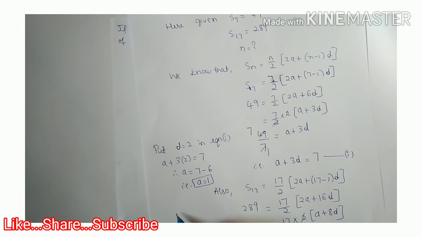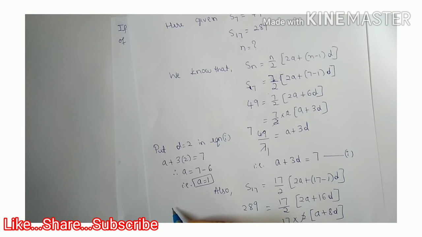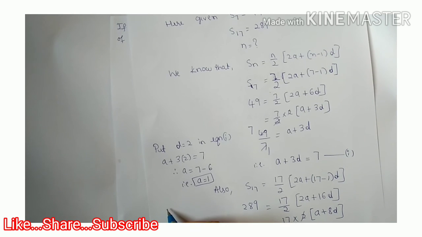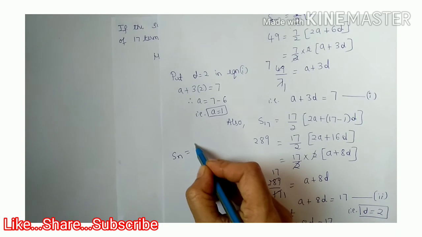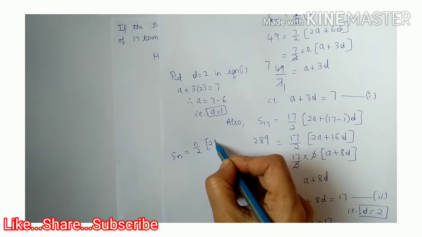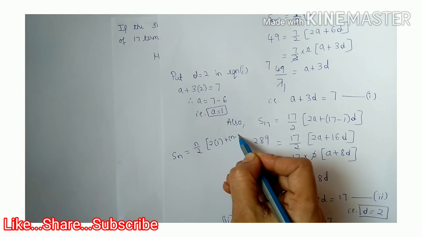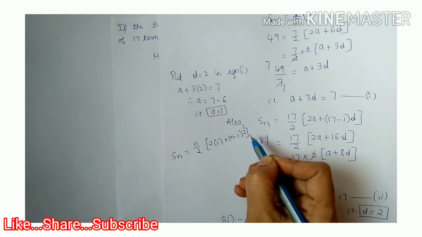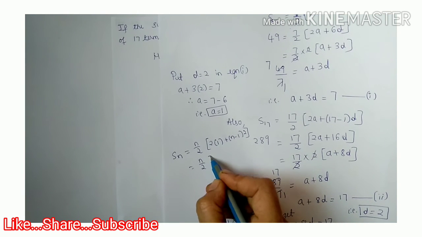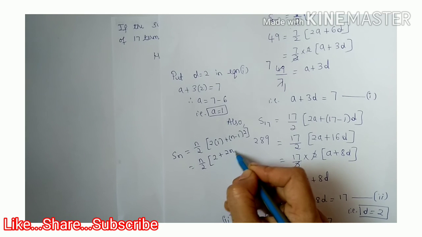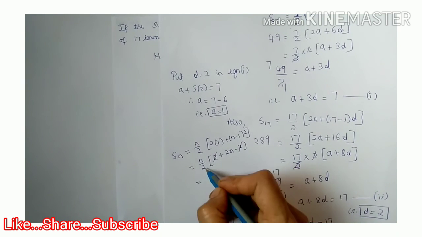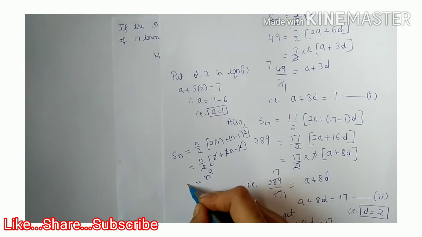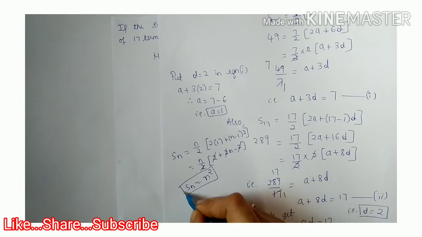Now let us find the sum of n terms using the formula Sn is equal to n by 2 into 2a plus n minus 1 into d. Sn is equal to n by 2 into 2 times first term 1 plus n minus 1 times d, where common difference is 2. That is n by 2 into 2 plus 2n minus 2, which is 2n by 2. Therefore, Sn is equal to n square.